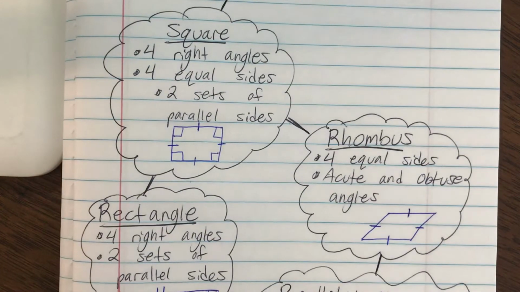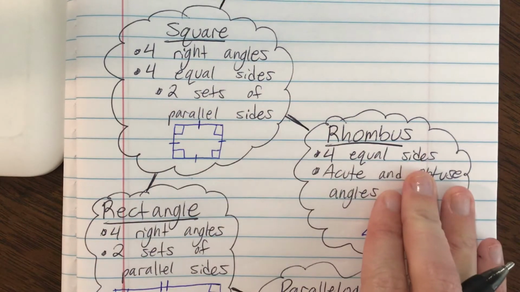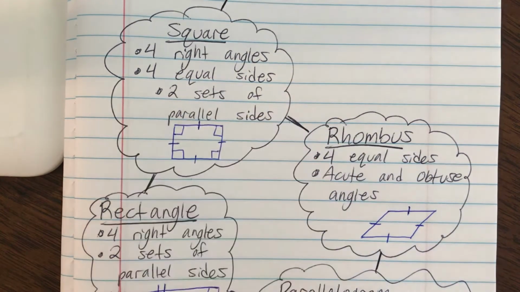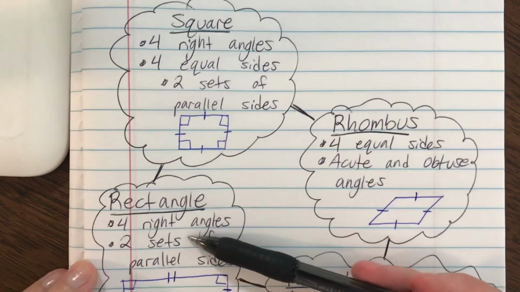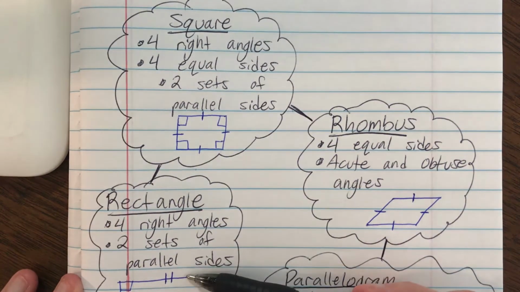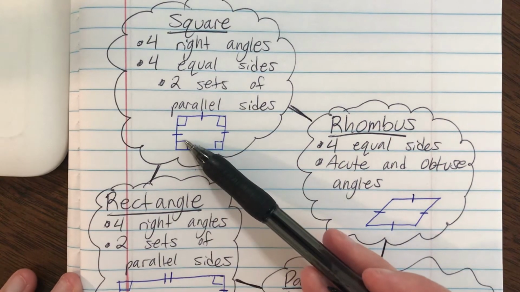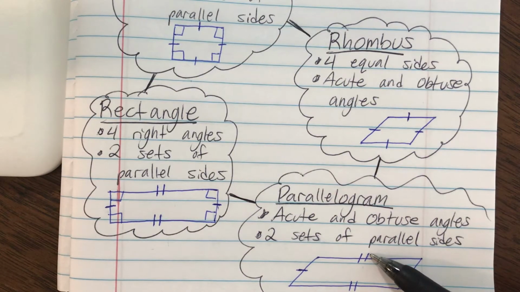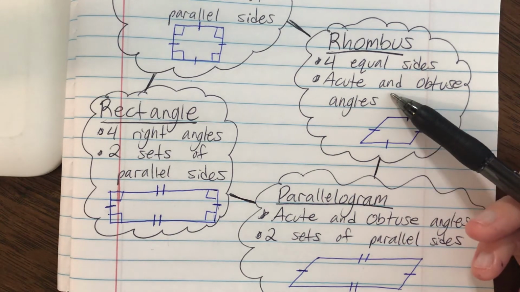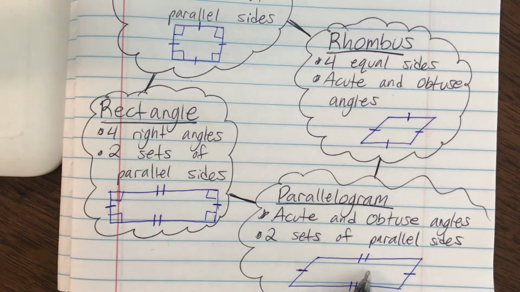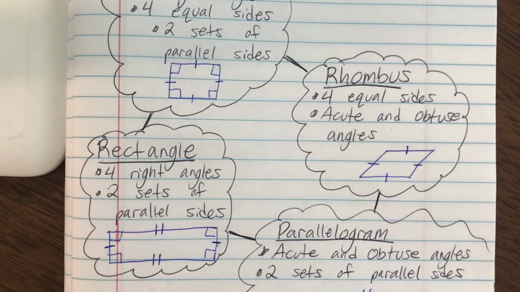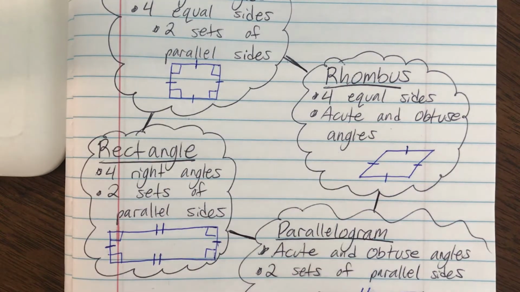So again, a square can be a rhombus, but a rhombus cannot be a square. Same kind of concept with a square can be a rectangle, but a rectangle cannot be a square. And then going to our parallelogram, a rhombus can be a parallelogram, but a parallelogram cannot be a rhombus. Rectangle can be a parallelogram, but a parallelogram cannot be a rectangle. So with these quadrilaterals, they can work through, but they cannot work backwards.